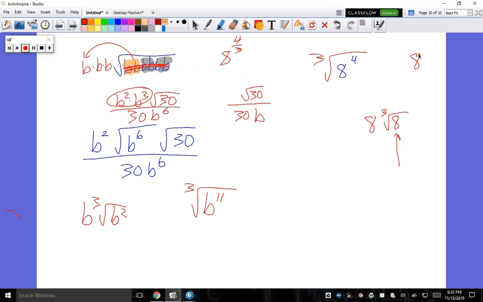Now, what is the cubed root of 8? I'm not saying what is 8 cubed. I'm saying what is the cubed root of 8? What number times itself 3 different times would give you 8? 2. So this cube root of 8 is 2. You with me? So 2 times the 8 that's already out here, this is 16.